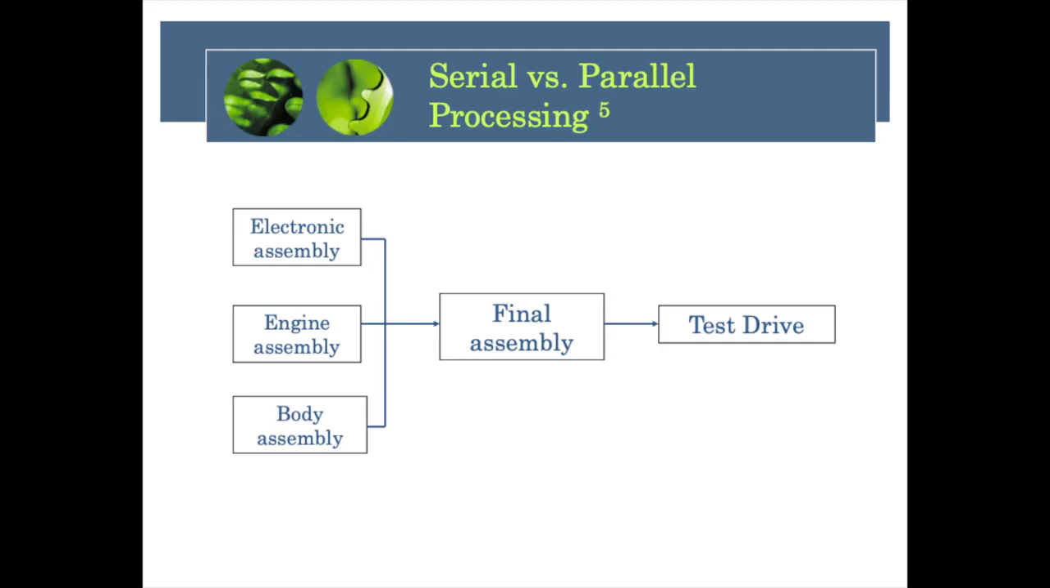If you look at the example below, assembly of a car, we have the assembly of the engine, the assembly of the electronic system, and the assembly of the body. Those would be representing parallel processing. Those processes are going on simultaneously. And then serial processing is represented once all those things are assembled separately, then we assemble things together. And so we have final assembly and then a test drive. Those would be serial processing methods.